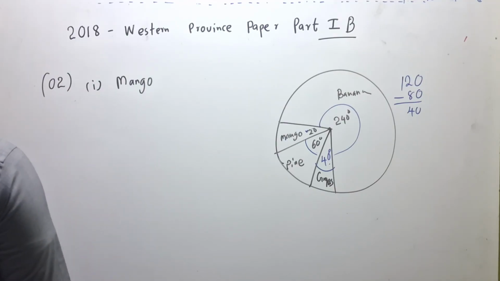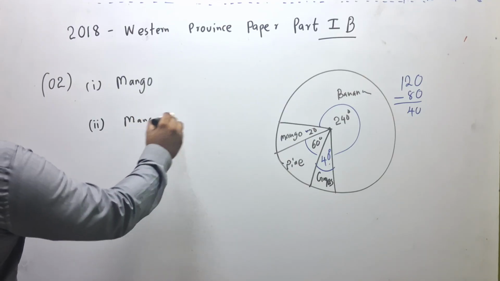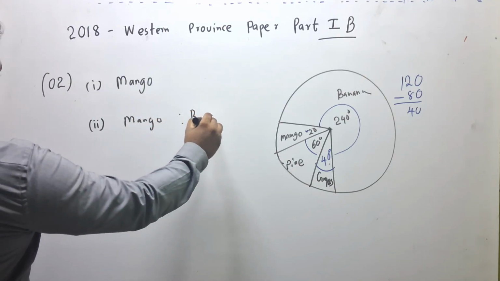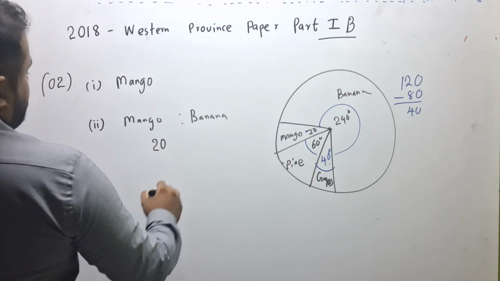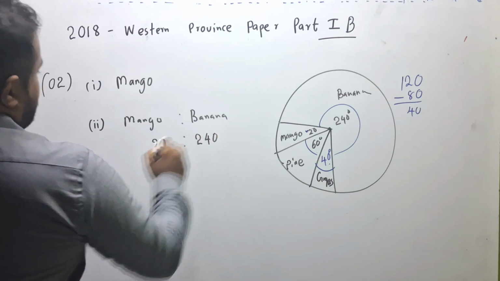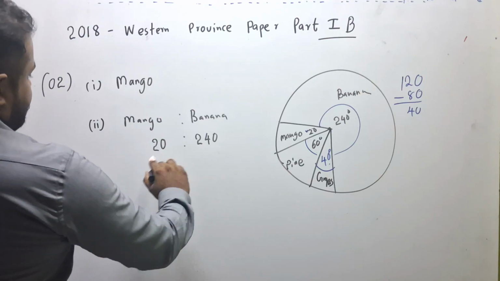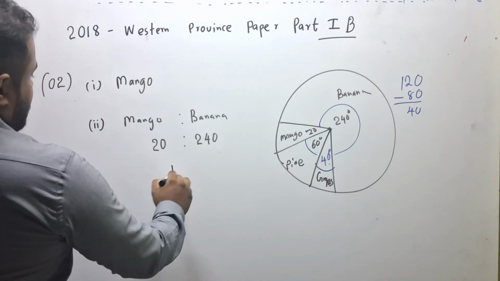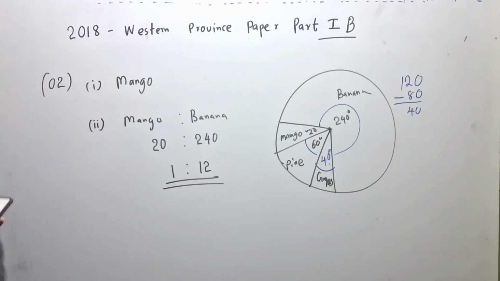Next one. Number 2. Find the ratio of land area allocated to cultivate mango and banana. Mango to banana. Mango is cultivated in 20 degrees and banana is cultivated in 240 degrees of land extent. What you can do is divide both sides by 20. 20 divided by 20 is 1. 240 divided by 20 is 12. 1 is to 12.